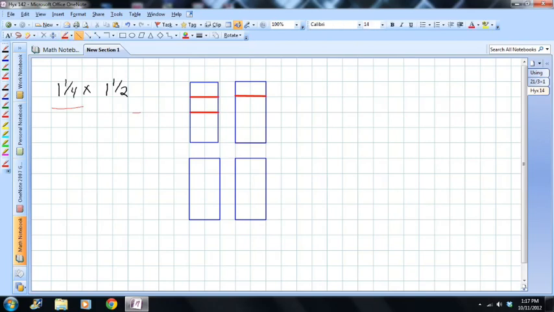And then after I separate all of these into 4 equal segments, I'm going to have to do some shading. My fraction is 1 1/4. So all the way down, I'm going to have to shade 1 complete row all the way down. And then my last row, I'm going to have to shade 1/4 of it.